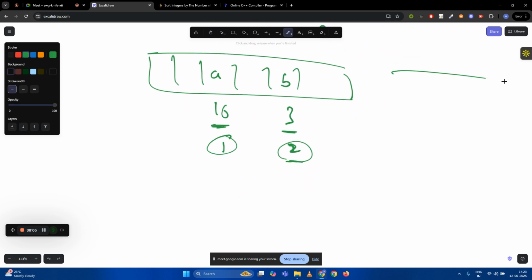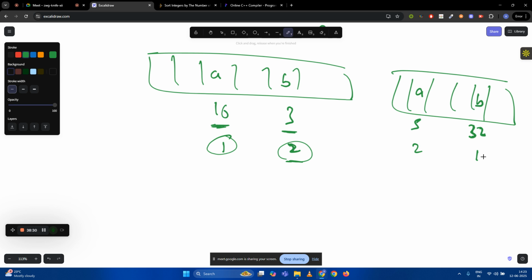Let's take one more case. Let's say A is 5 and B is 32. Should we swap? Yes or no? Everyone, should we swap? Number of set bits in A is 2, number of set bits in B is 1. Should we swap?